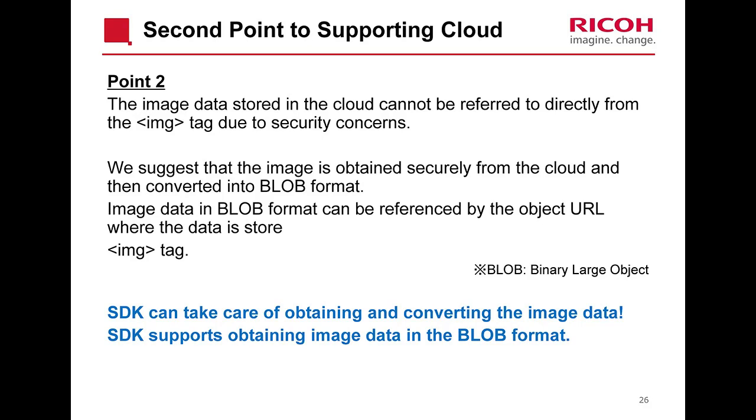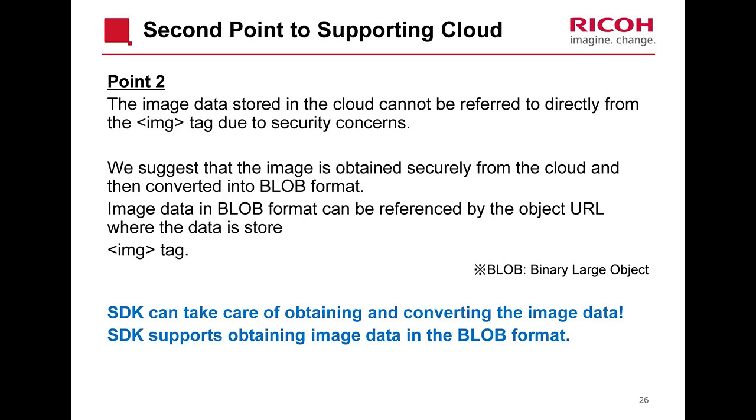Then, the second point is as follows. The image data stored in the cloud cannot be referred to directly by using the URL given in the source attribute of image tag due to security concerns. There may be a service that allows such reference, but our current media storage service does not allow images to be referred to directly. This is because if images can be referred to directly from the URL, anyone who knows the URL can enter it in the browser to see another user's images. Therefore, our policy is not to allow such direct reference.